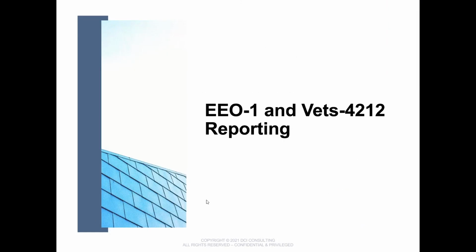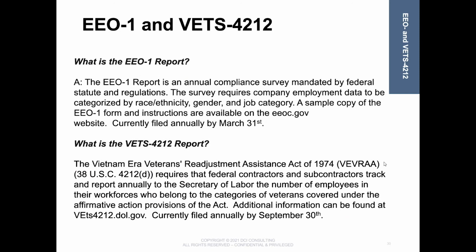So the EEO-1 and VETS reports. For the EEO-1 report, you're going to submit a report for every one of your locations, and it's going to have the race, gender and EEO category for each of your individuals who are in that location. It is due by March 31st annually. Sometimes that varies; I know one year they got a new system and so they extended the deadline, but typically it's March 31st.